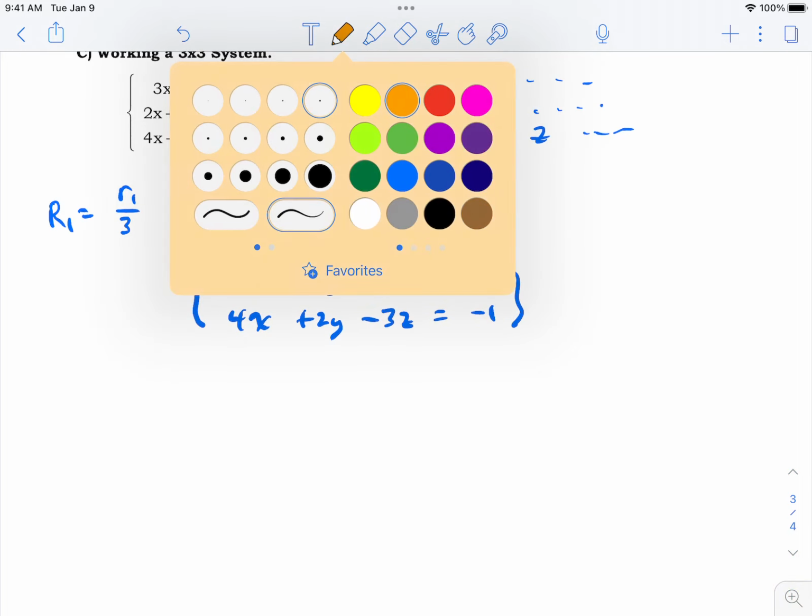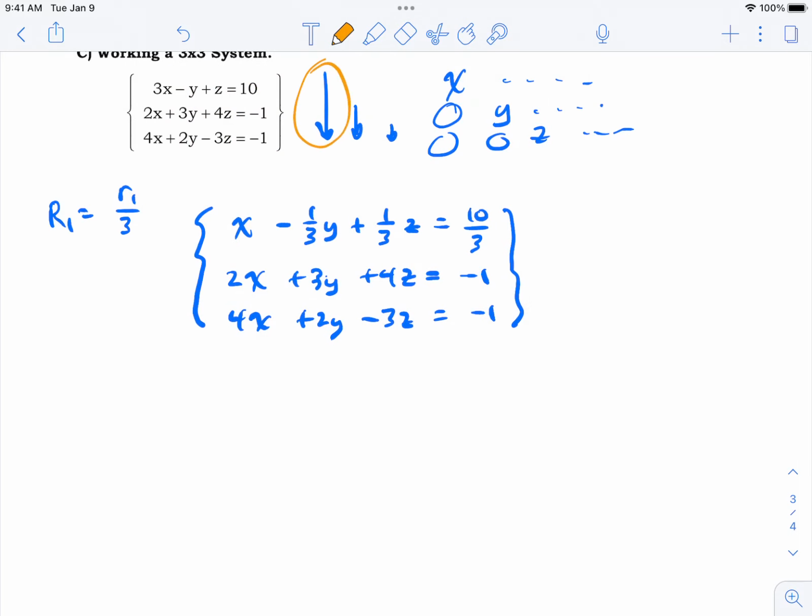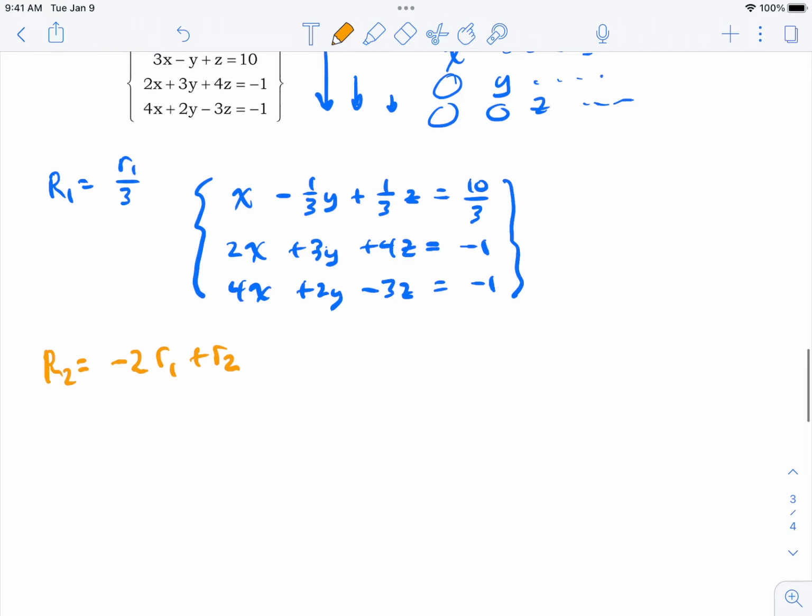Maybe I'll alternate colors. Well, following this idea that we should come down, we should try to make that x term go away. Now to make an x term go away, you want to add equations and have equal and opposite coefficients. So this is just a standard way of doing it: if that's a 2x, I would like to have a negative 2x here. So I'll take negative 2 times my row 1 and add my row 2. Which means I'll take negative 2 times row 1.